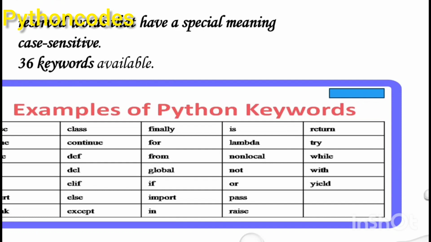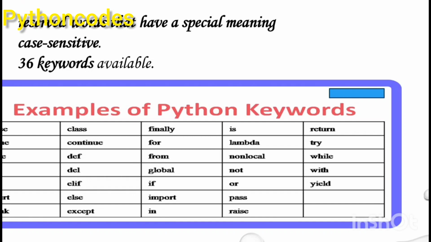They are False, None, True, and, as, assert, break, class, continue, def, del, elif, else, except, finally, for, from, global, if, import, in, is, lambda, nonlocal, not, or, pass, raise, return, try, while, with, yield. All these are the keywords.